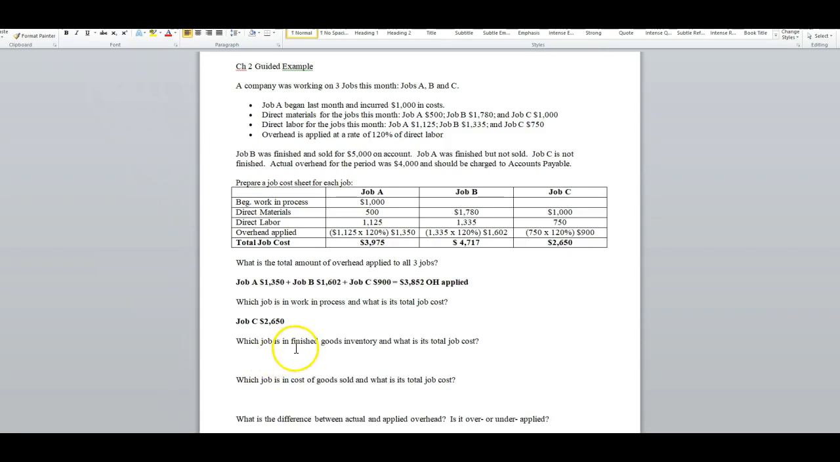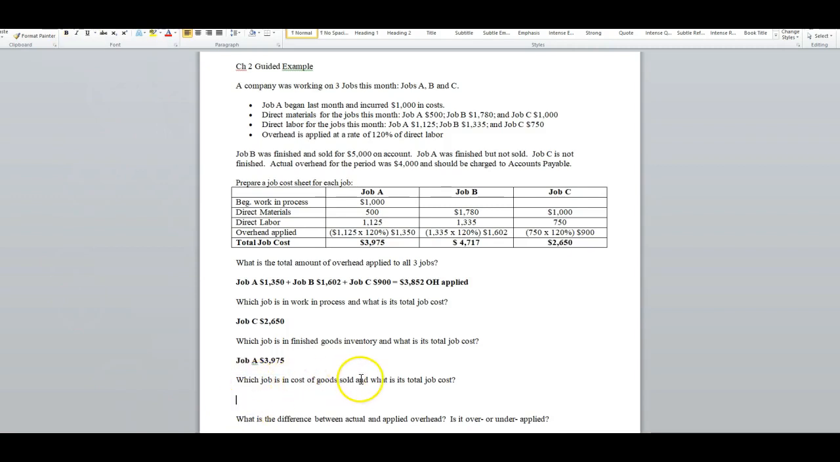And it says which job is in finished goods inventory and what is its total job cost. So which jobs would be in finished goods inventory? We have job B that was finished, but it was also sold. Job A was finished and not sold. So they'll both have gone to finished goods, but only job A remains in finished goods because job B was sold. So we have job A in finished goods, and the cost was $3,975. Remember, a job can only be in one inventory account at a time. It's either going to be in work in process, finished goods, or it's going to be an expense as cost of goods sold. So it can only be in one place at a time.